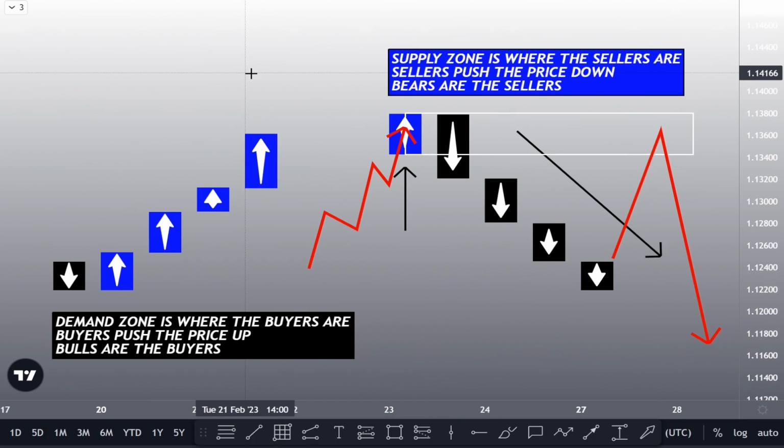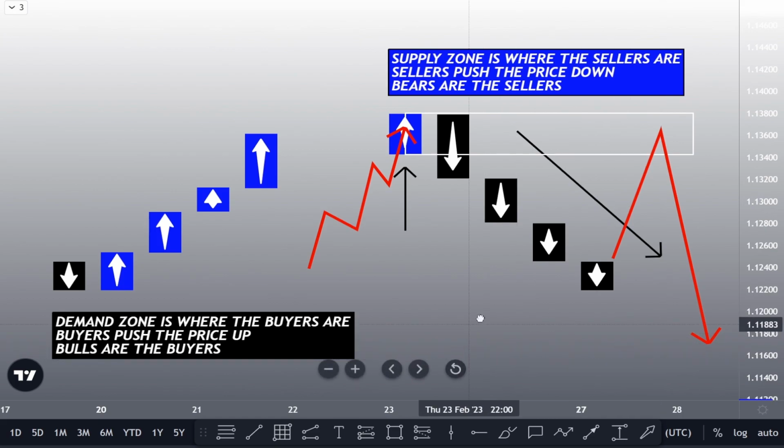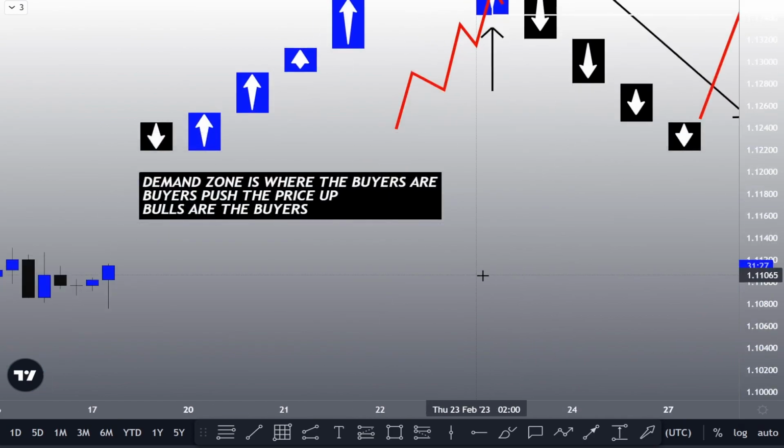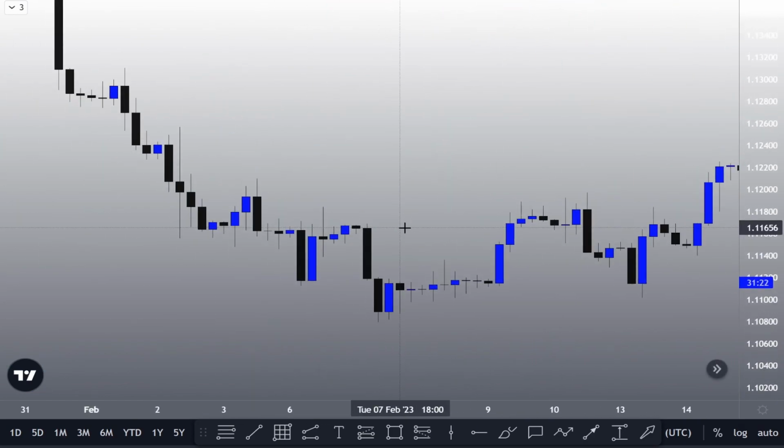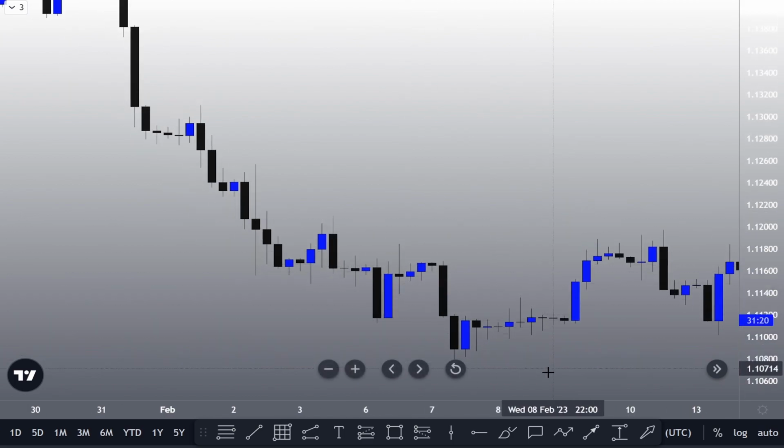So also, if the economy is doing quite badly, this means that the demand for that currency is going to reduce, which means that the supply is going to increase, which means that the price is going to go down. But if the economy is doing very well, this means that the demand for that currency is going to increase, which is going to result in the price going up. But that's that in a nutshell. So how do we now find demand zones on the actual real forex chart?